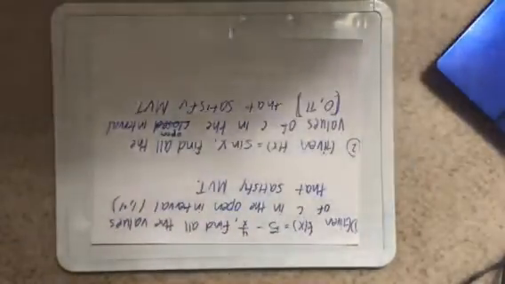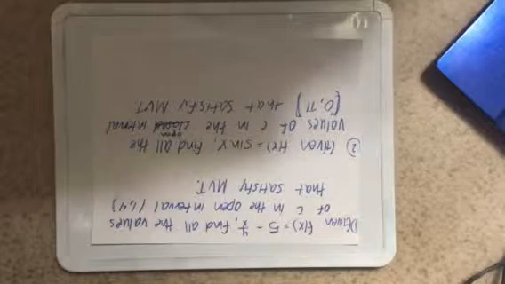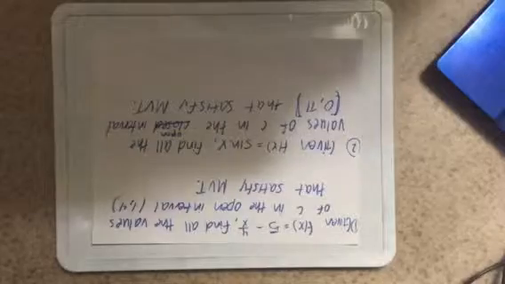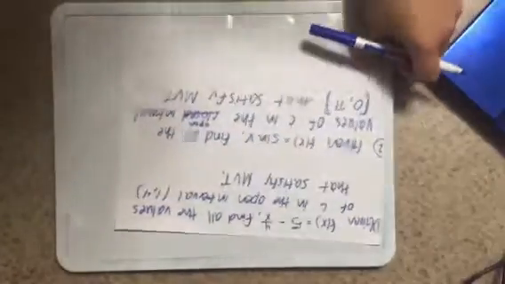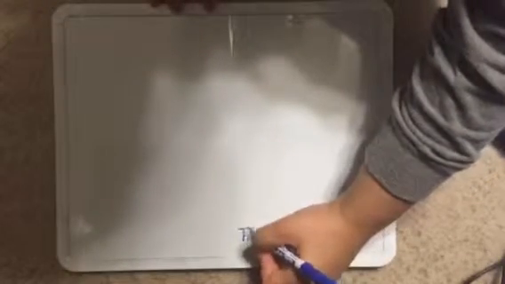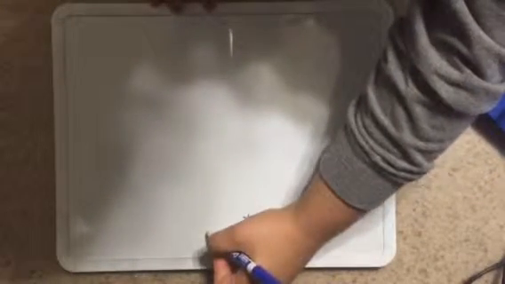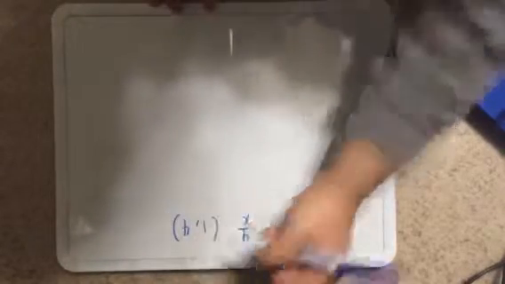Alright, so let's do number 1, this problem. Given f of x equals 5 minus 4x, find all the values of c in the open interval (1, 4) that satisfy MVT. Let me just write down the equation: f of x equals 5 minus 4 over x. And we want to find all the values of c in the open interval (1, 4).